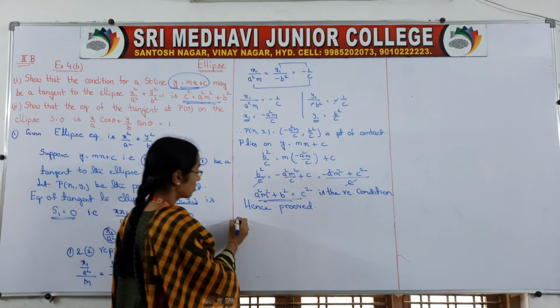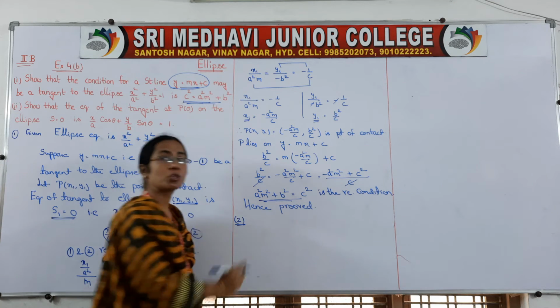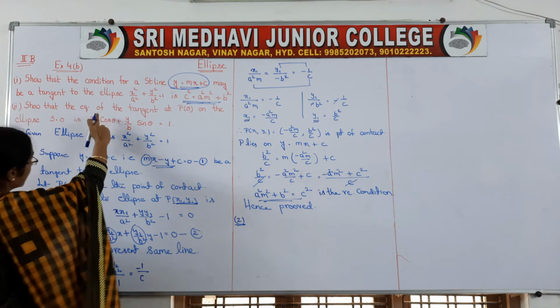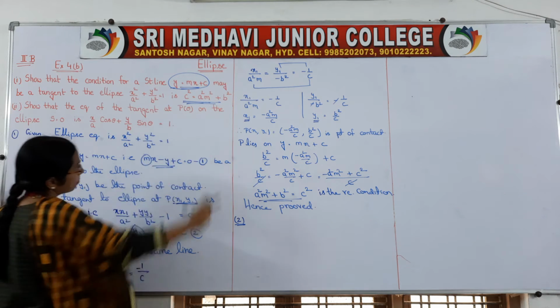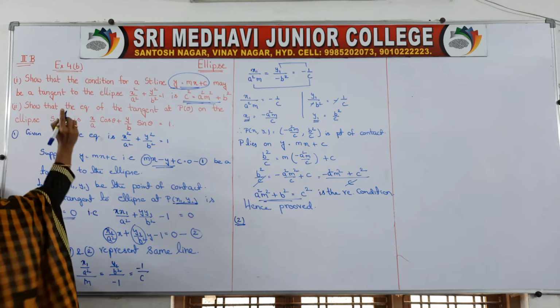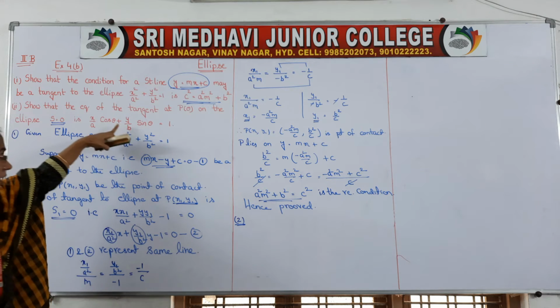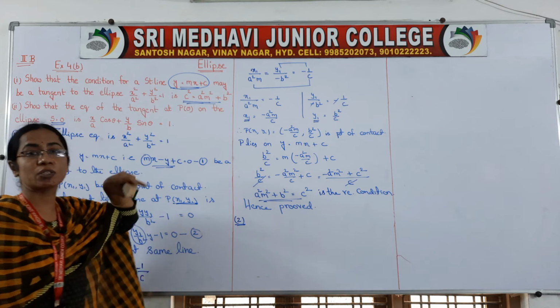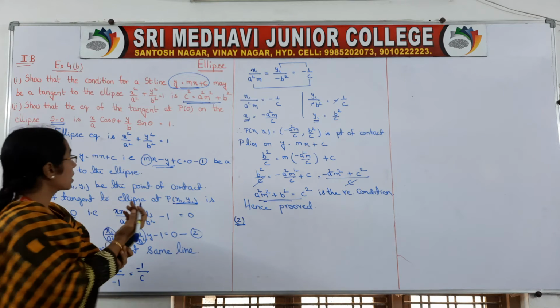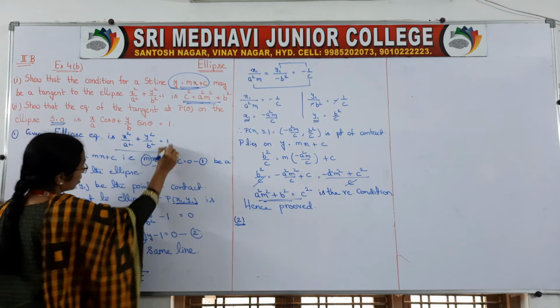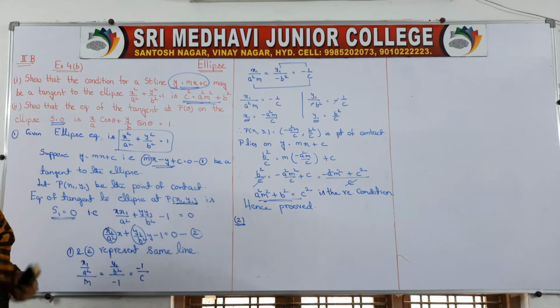Okay. So, next come to the second question. What is your second question? Show that the equation of the tangent at P(theta) on the ellipse S = 0 is x/(a cos theta) + y/(b sin theta) = 1. Here it is given that ellipse S = 0. So, this is the equation of S, the standard ellipse equation, denoted by S.